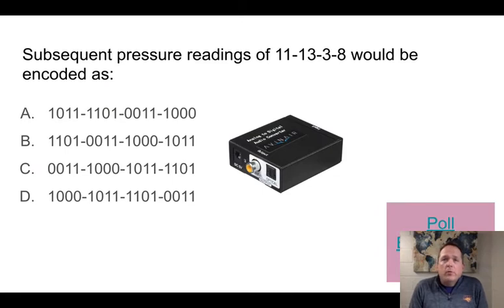Well, first, the last question in our Poll Everywhere survey, just so that you can practice your binary conversion. If we have pressure readings that coded out to be 11, 13, 3, and 8, what would they encode in as binary? And you've got 4 choices of 4 sets of numbers on this question.